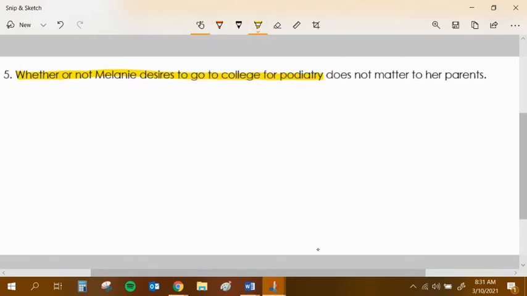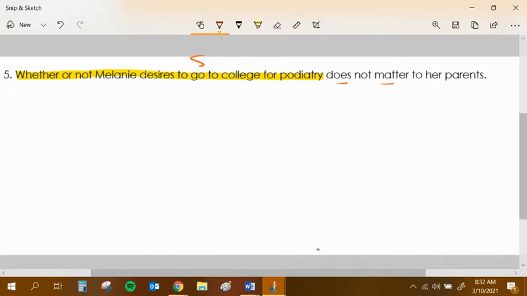So what we have left over is basically a verb which says does not matter, and then a prep phrase, to her parents. So like, well, what does not matter? The fact that she's going to go to college for podiatry or not. And so therefore, this whole thing is serving as what am I doing there? This whole thing is serving as a subject of does matter.